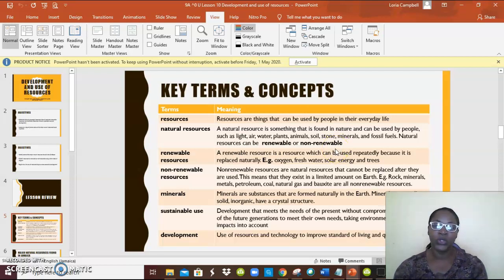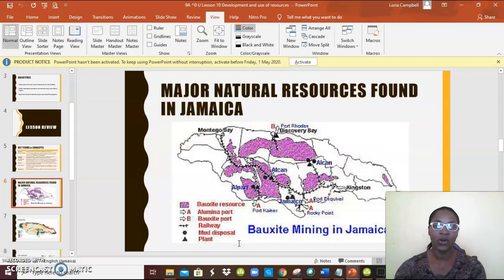Sustainable use refers to using things in a way where it will exist even after you are gone. So your children, your grandchildren can live to use them because you took care of them, you conserved them, and you used them well. Development refers to an improvement in technology, standard of living, quality of life. Any kind of growth or improvement is a form of development. Now that's it for our terms.